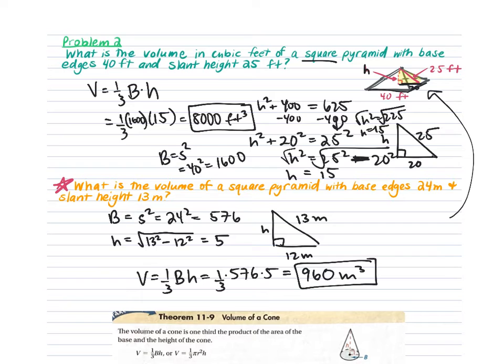Okay, hopefully you got 960 meters cubed. Your big B is just the area of the square with sides 24, so 24 squared is 576. And then to find the height, you needed to solve the right triangle with a hypotenuse of 13, which was your slant height, and a leg of 12, because 12 is half of the base edge, which was 24. And then when you solve that, you get 5, and then plug in, you get 960.